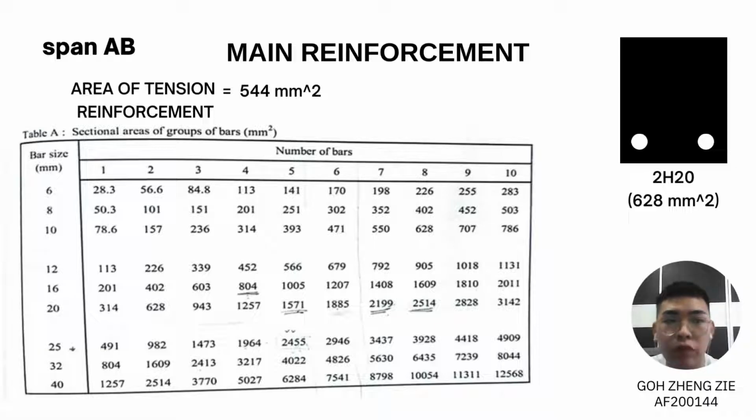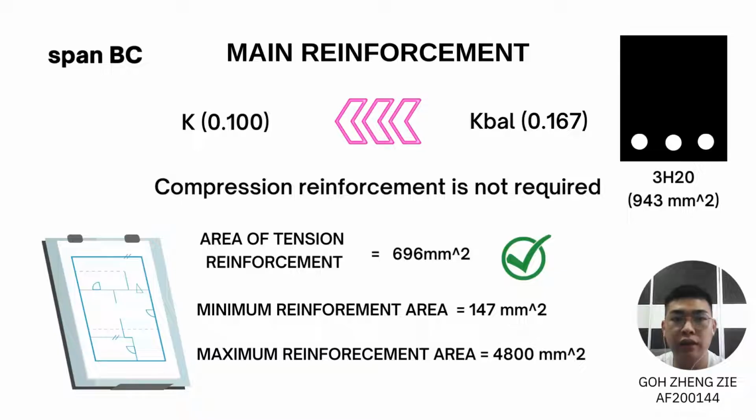From the value of area of tension reinforcement equal to 544 mm square, from this table, we can use 2H20 for span AB, and that is 628 mm square of cross-section area. For span BC, the K calculated value is equal to 0.1, which is less than the K balance 0.167, so the compression reinforcement is not required.